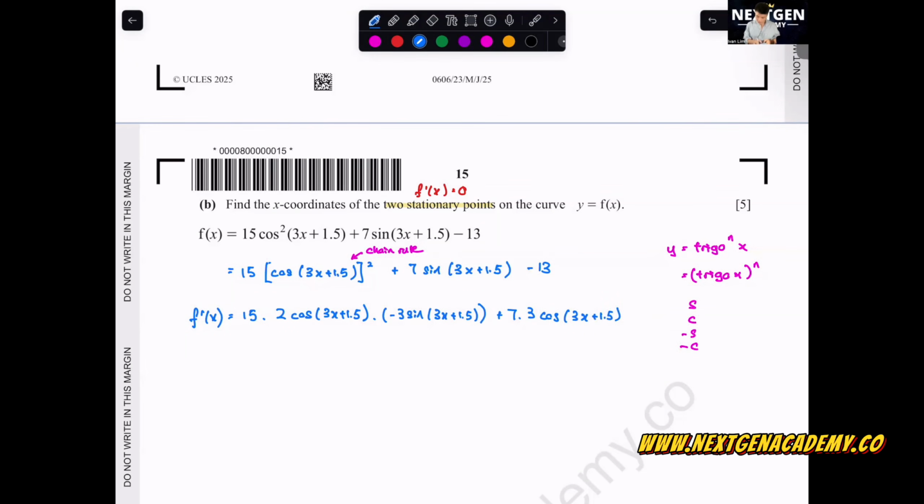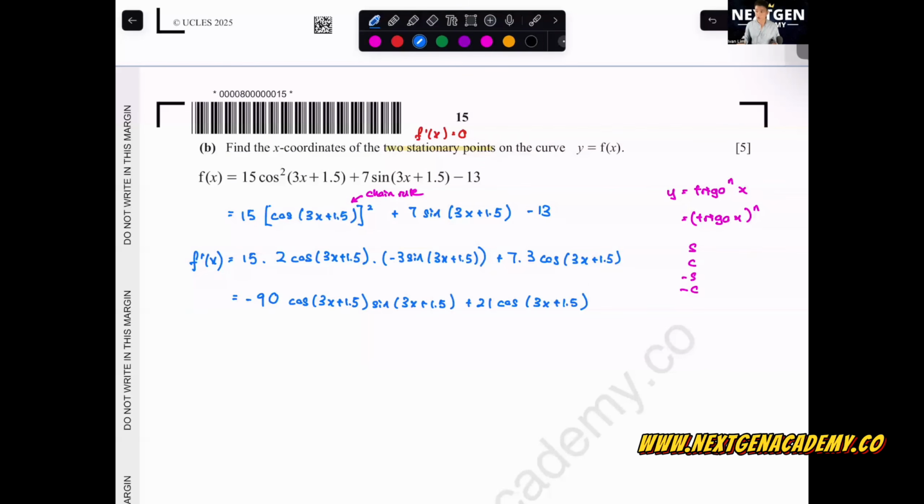So from here, 15 times 2 times 3. Let me just double check again. 15 cos of 3x plus 1.5, times negative 3 sine. Okay, this is correct already. So here we'll get minus 90 cos of 3x plus 1.5 sine of 3x plus 1.5, plus 21 cos of 3x plus 1.5.